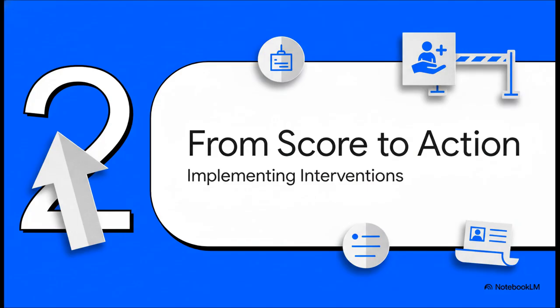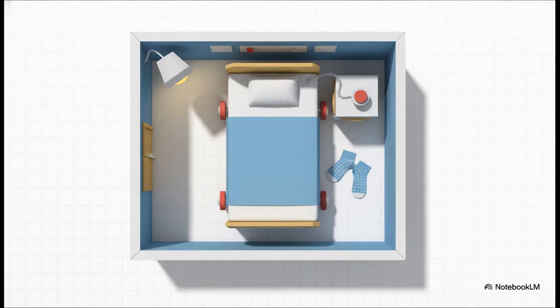Okay, next section, from score to action. Because a number on a chart doesn't help anyone unless we do something with it. Let's talk about implementing interventions. Okay, let's start with the basics. These are the universal fall precautions. And universal means every single patient, no exceptions, regardless of their score. This is our standard of care. We're talking about the simple but crucial stuff, making sure the call light is always within reach, keeping the bed in a low position with the brakes locked, the floors clear and dry, and making sure the patient has non-slip footwear. These are the non-negotiables.